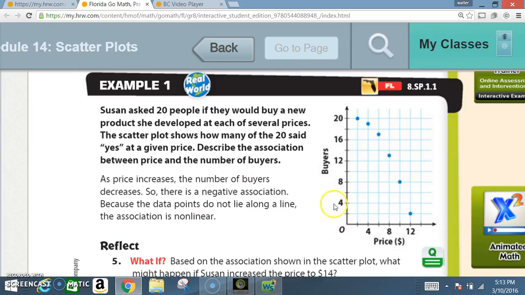All right, let's analyze what they just said. So here we have a low price point of $2 and we have quite a few people responding. But as the price increases, fewer and fewer people want to buy at that price point. See at $12, it's down to 2. Here at $2, it was up to 20. So once again, this correlation is negative. As X is increasing, Y is decreasing.